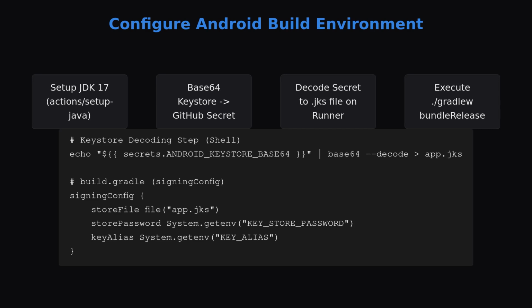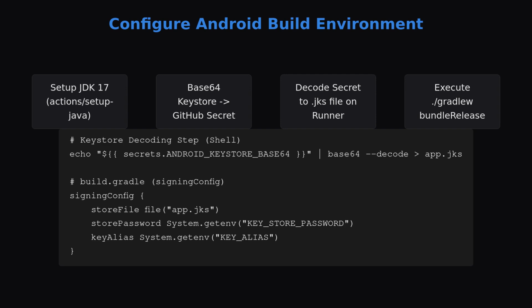Android builds require the correct Java Development Kit version setup for successful compilation. Configure the environment using the actions/setup-java action, specifying the distribution and version, typically JDK 17 for modern Android projects. Securely inject the necessary signing keystore file and credentials using GitHub Secrets.